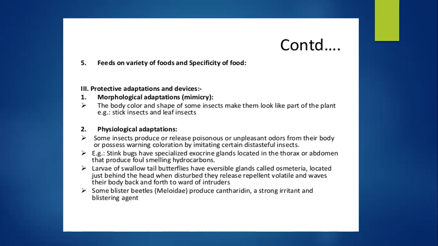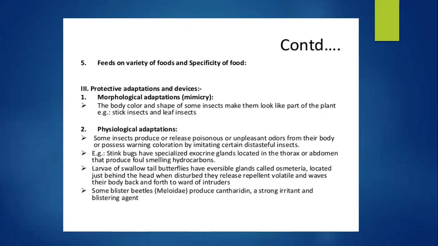So when any organism or animal disturbs the swallowtail butterflies, they release a repellent, volatile, and wave their body back and forth, and this movement of the body makes the intruders move away from it. Okay.